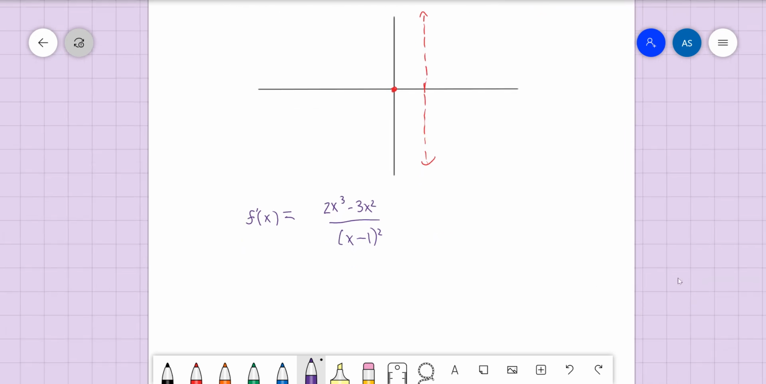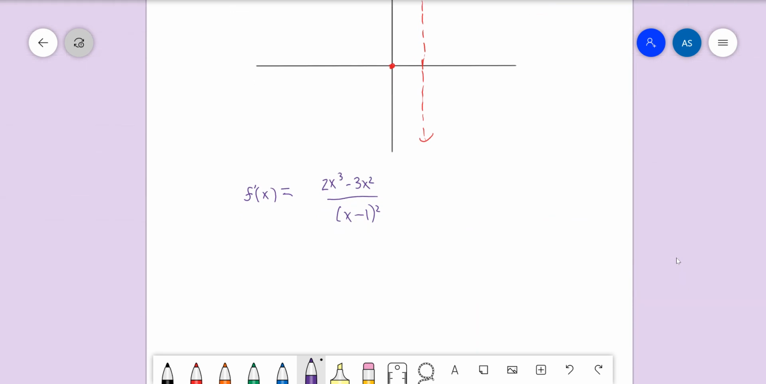There we go. But we'll draw the line right underneath the graph so it lines up. So from 0, you'll get 0 and also 3 halves, because when you factor that out, you get x squared times 2x minus 3. So we have critical values at 0 and also 3 halves. 3 halves is about here, so this is 3 over 2.